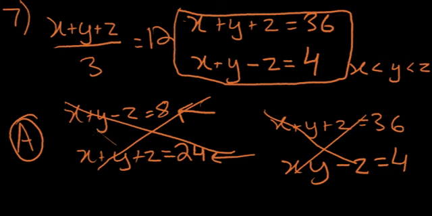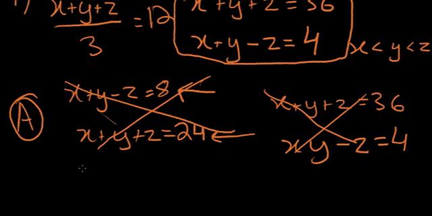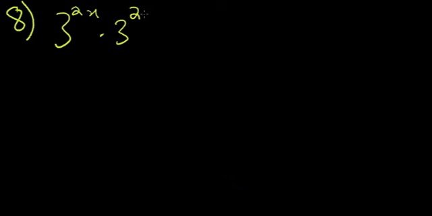So now let's go to number 8. Okay, if x and y are positive integers and 3 to the power of 2x times 3 to the power of 2y equals 81, then what is the value of x plus y?